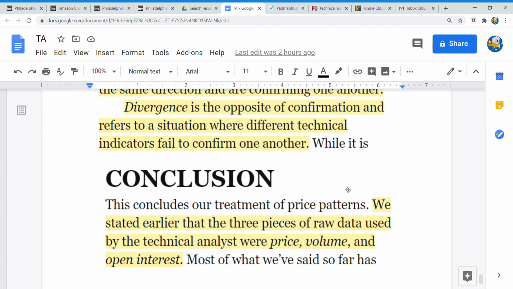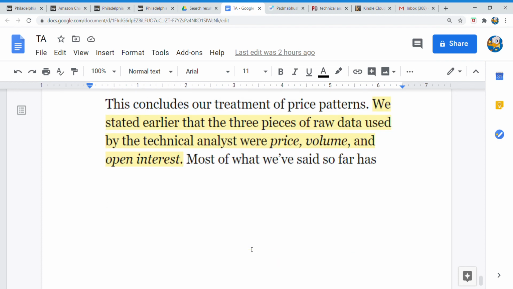So, conclusion. We stated earlier that the three pieces of raw data used by technical analysts were price, volume and open interest.